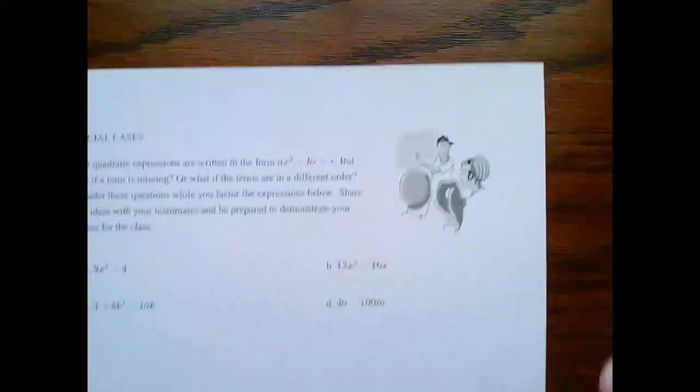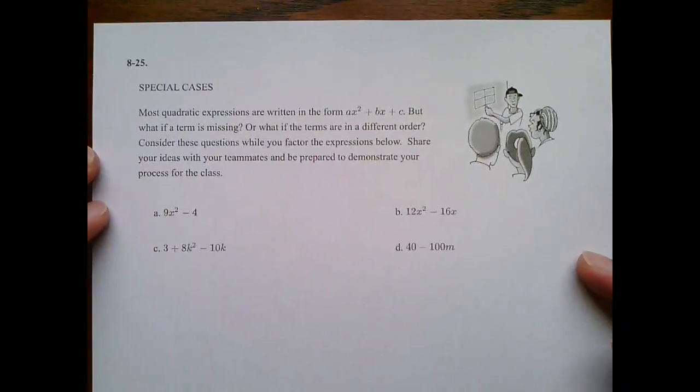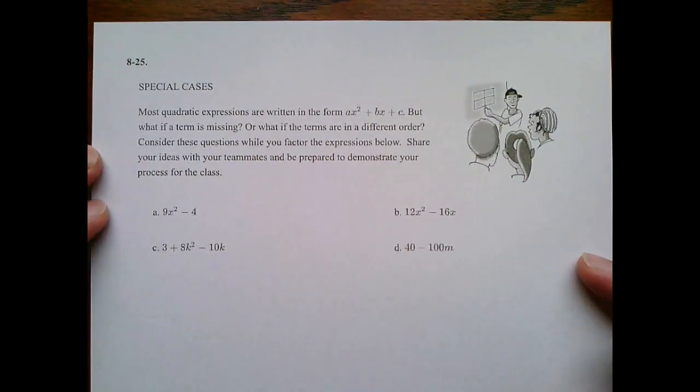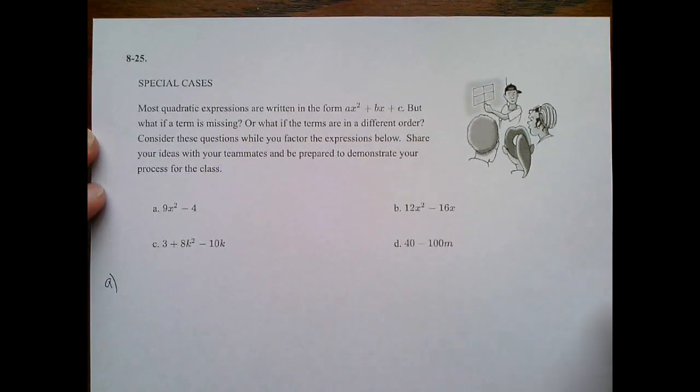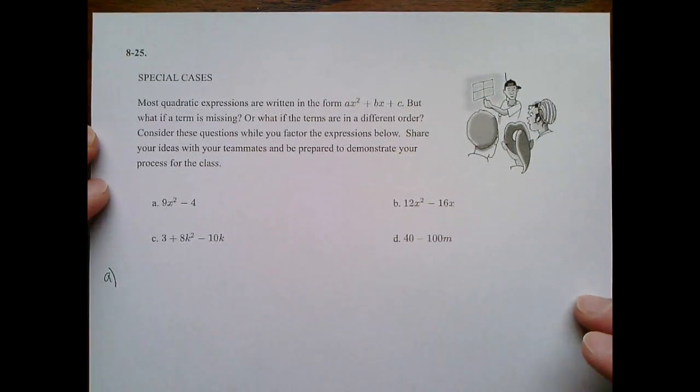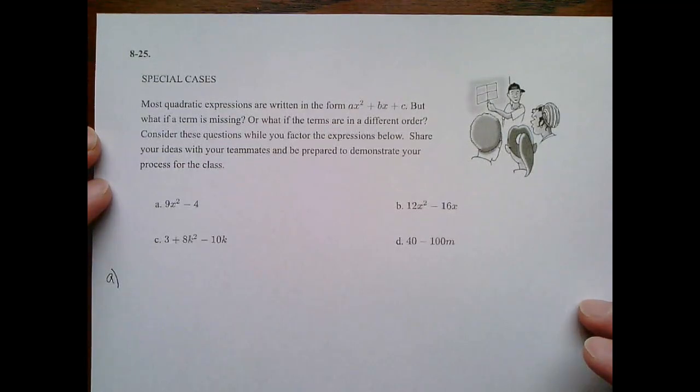So what can we do in page 2? Page 2 says, can we start with 8-25? Can we talk about some special cases? So how about 9x squared minus 4? We'll start it the same way. And let's see. It says most quadratic expressions are written in the standard form, ax squared plus bx plus c. But what if a term is missing? Or what if the terms are in a different order? Consider these questions while you factor these expressions and then share your ideas with your teammates going forward.